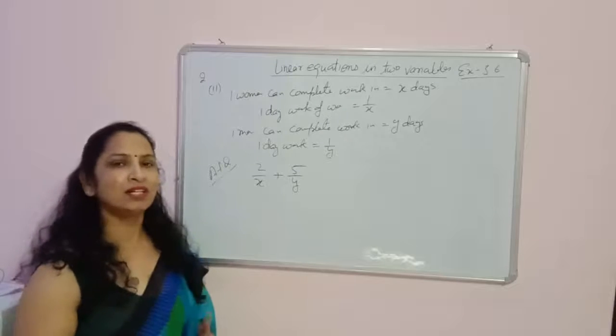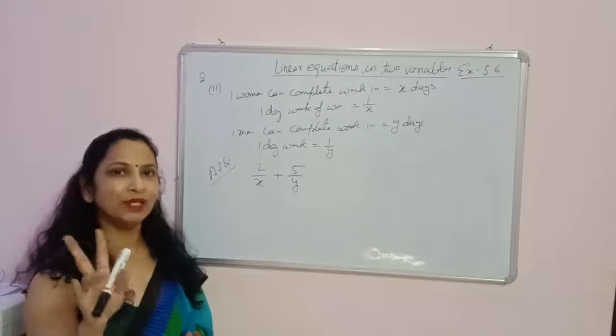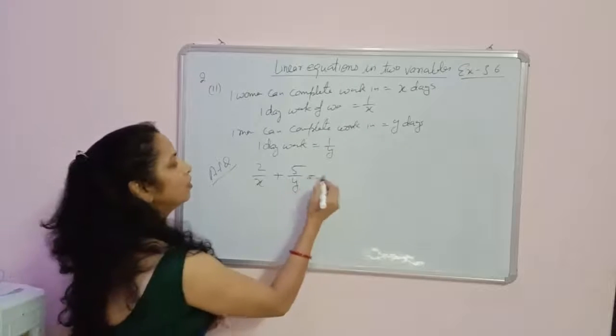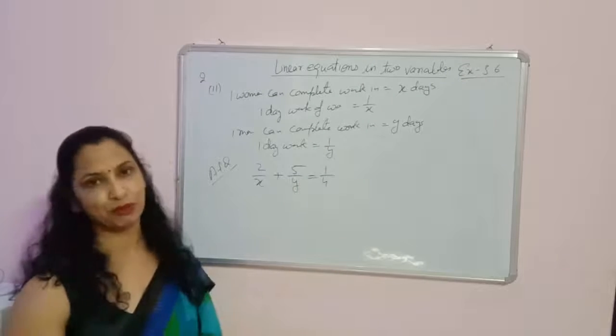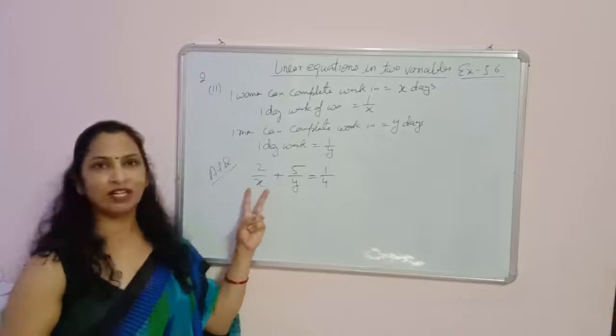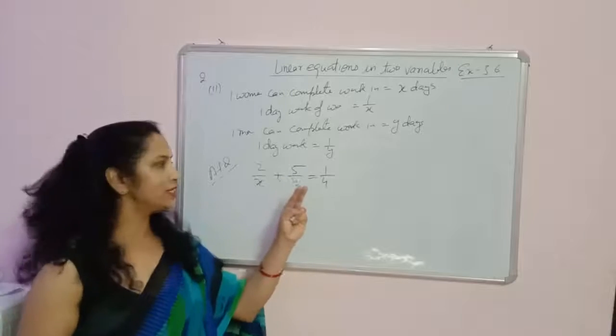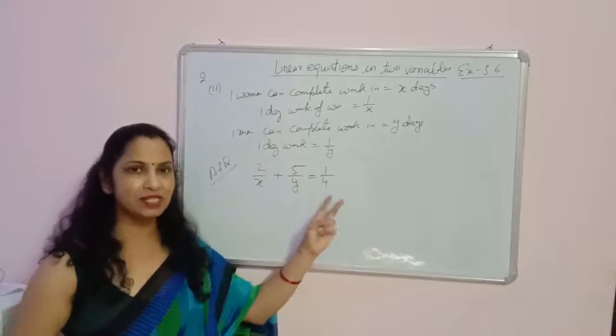Since they are completing the work in 4 days, it means how much work they are doing in the 1 day? It will be 1 upon 4. This is the equation first. So 2 women 1 day work plus 5 men 1 day work is equal to their 1 day work.